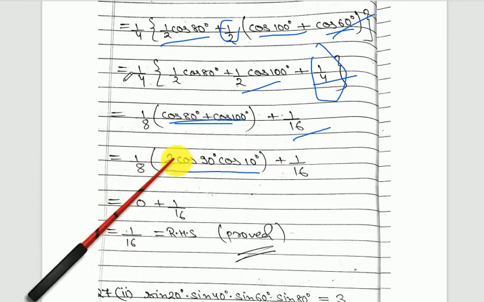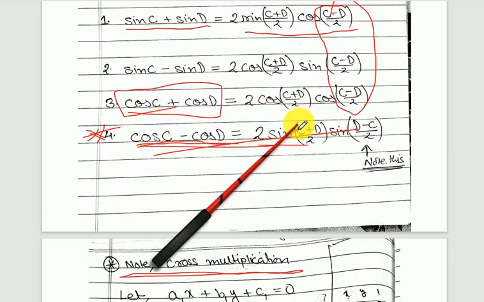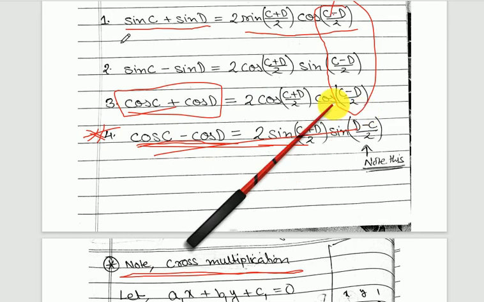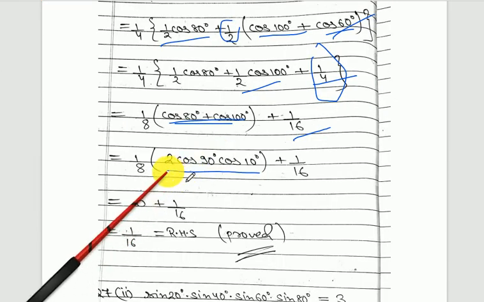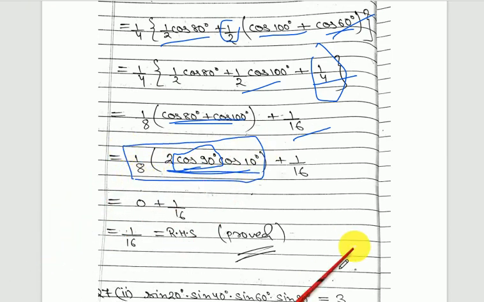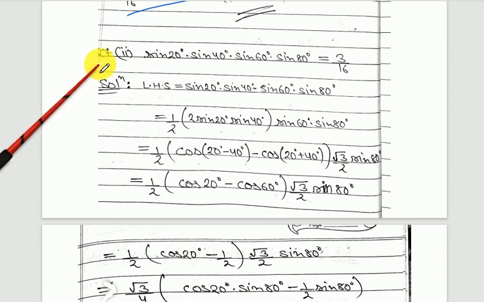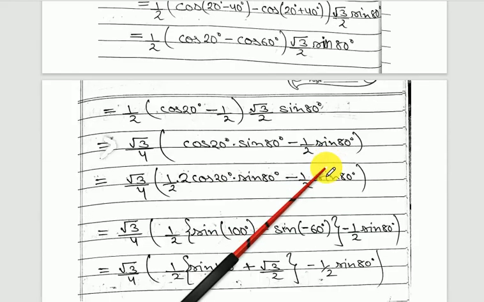Okay, because you can see cos c plus cos d is equal to 2 times cos ((c plus d) upon 2) into cos ((c minus d) upon 2). So using this formula I'll get this. Okay, and you know that cos 90 is 0, so this term becomes 0, so you are left with 1 upon 16, that is your right hand side. Okay, and same way you have to do this also. Okay, just go through the steps and recall the formula now, and it will be clear to you.